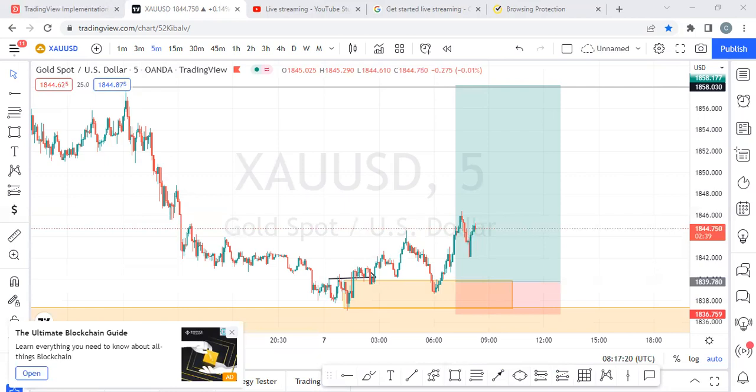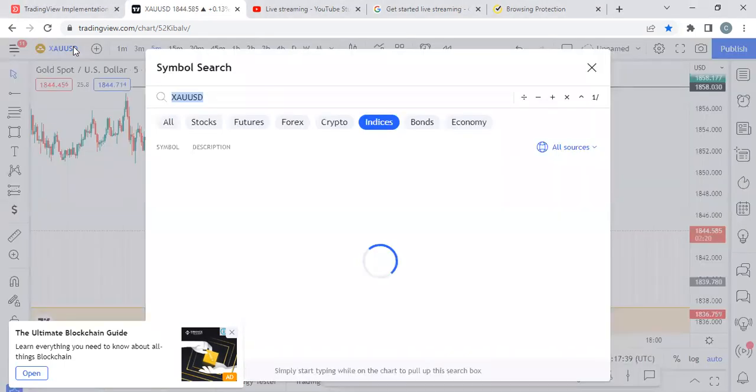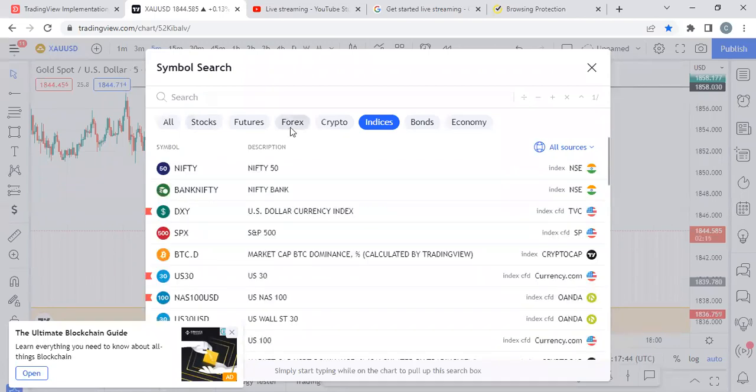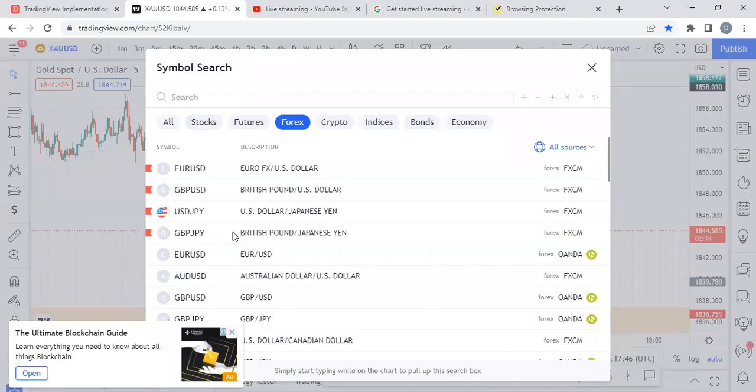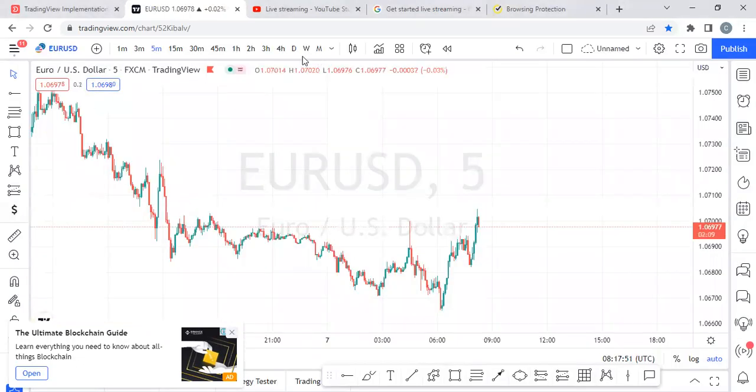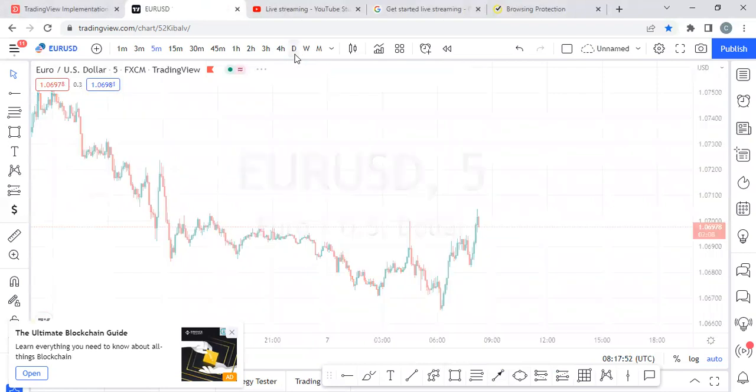All right, so let us look at the next idea. Let's go to Forex now. We can start with EU. Let's look at EU for the week. We have to go to the bigger time frame. Let's go with daily.